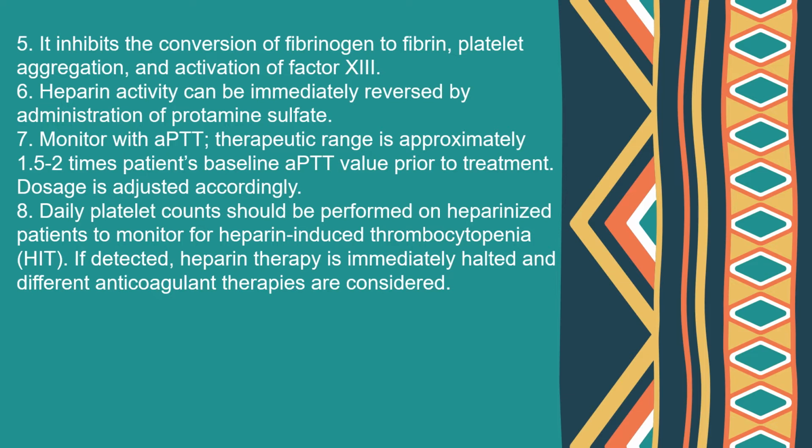Heparin therapy can be immediately reversed by giving protamine sulfate, so that is the antidote for heparin administration. We have to monitor the activated partial thromboplastin time to make sure that the therapy is working. So the therapeutic range is about 1.5 to 2 times the patient's baseline APTT prior to treatment. So dosage can be adjusted depending on the value that we get.